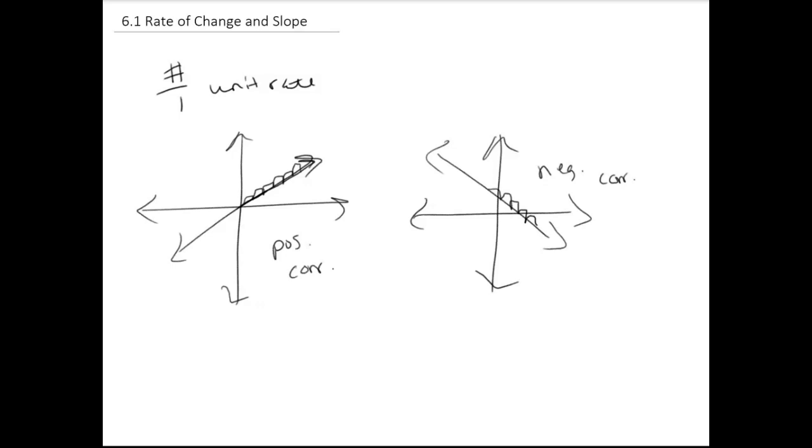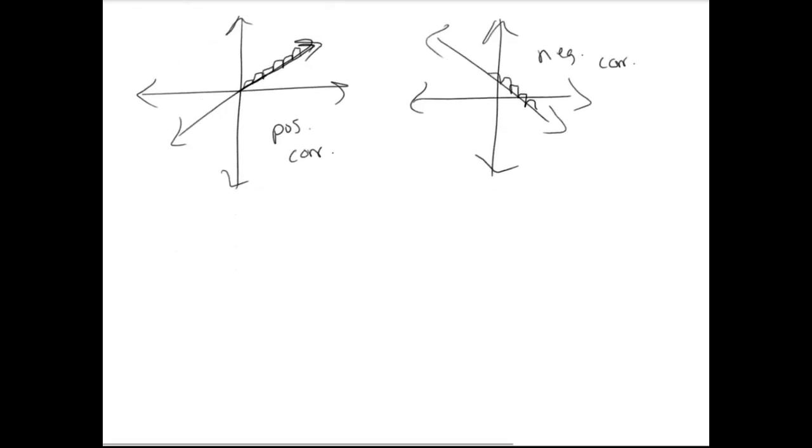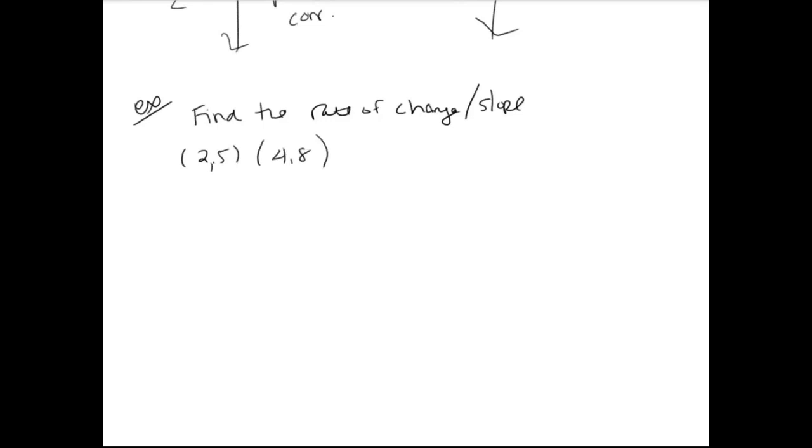So we've seen that a little bit, and now we're going to put this all together for some basic linear functions. So for your homework tonight, you're going to be asked to find the rate of change or slope. And for our purposes right now, we're going to use those terms interchangeably, given either a graph or given a set of points. So let's say we have the point 2, 5, and 4, 8. And we want to find what the rate of change is, or the slope is.